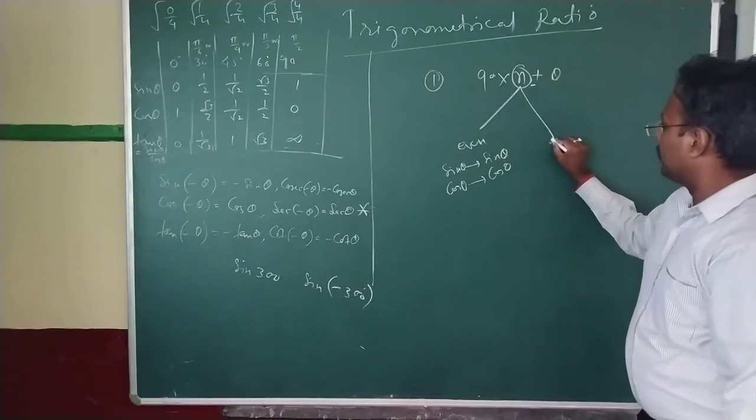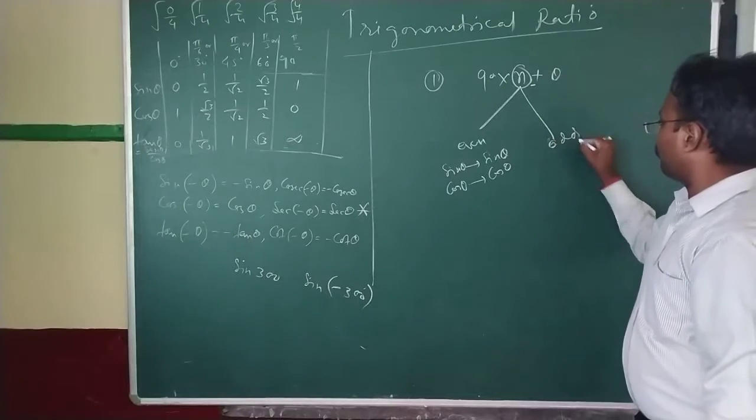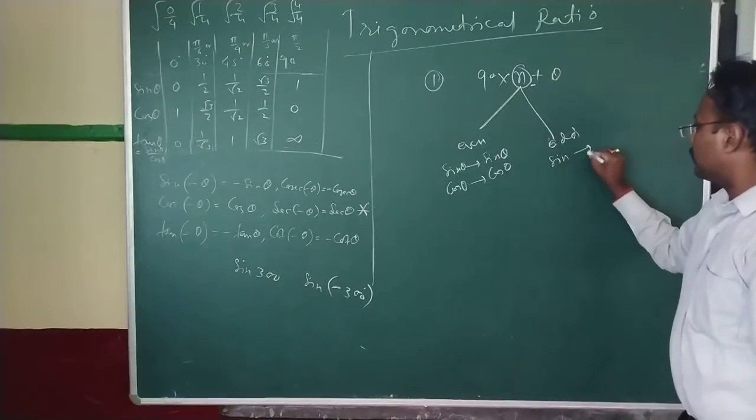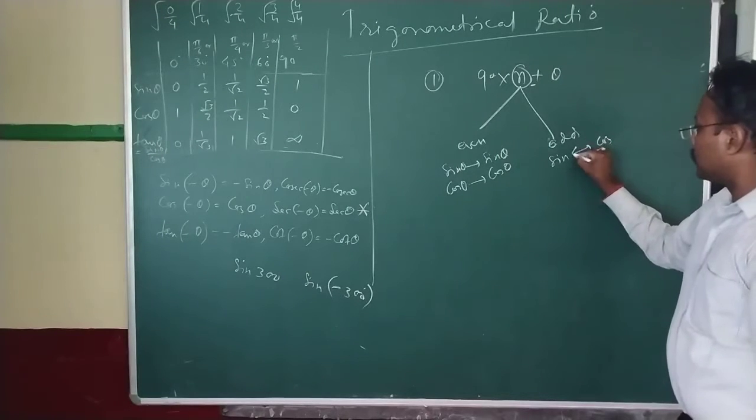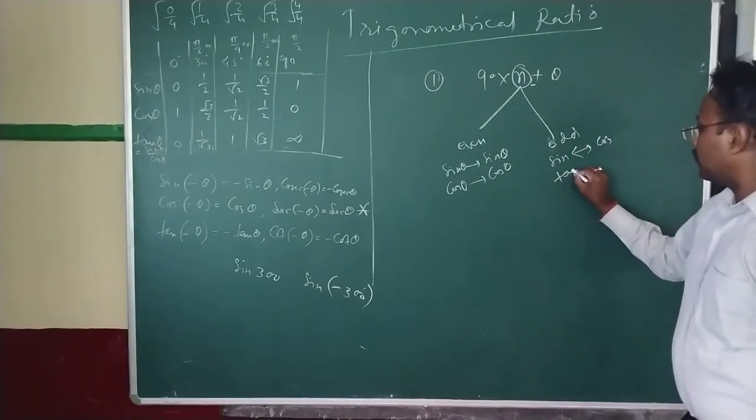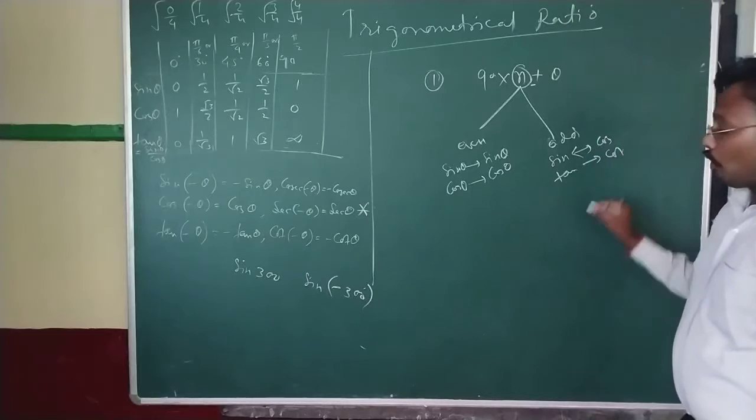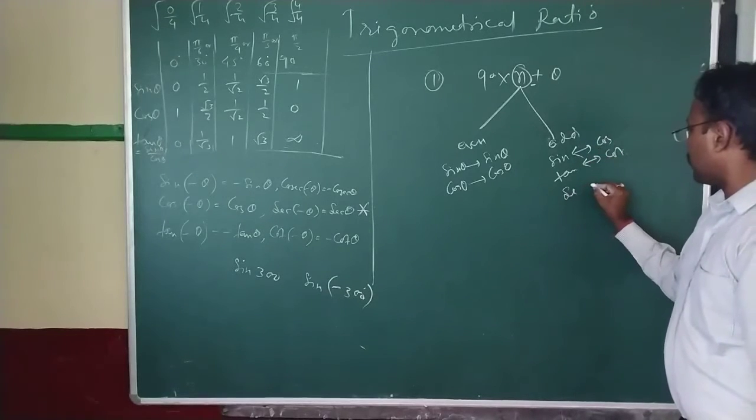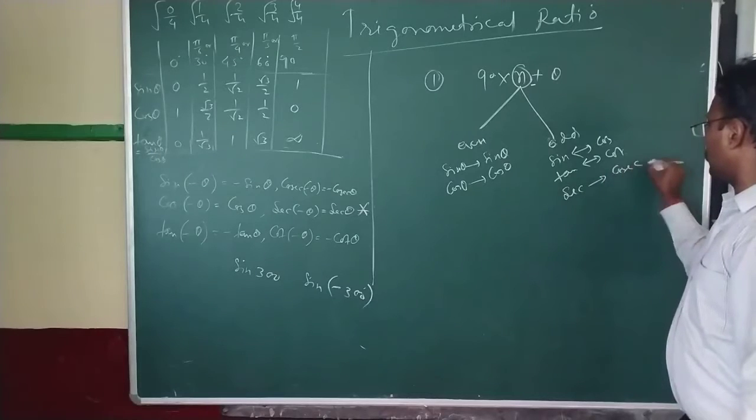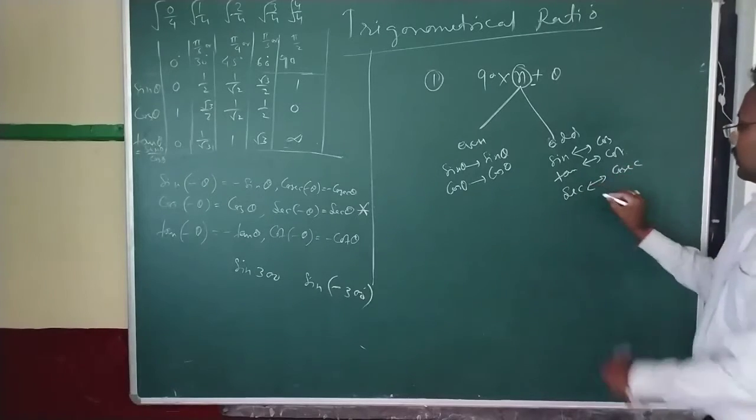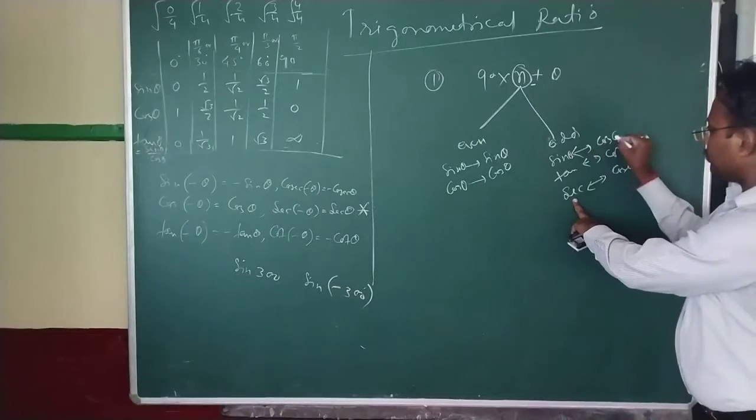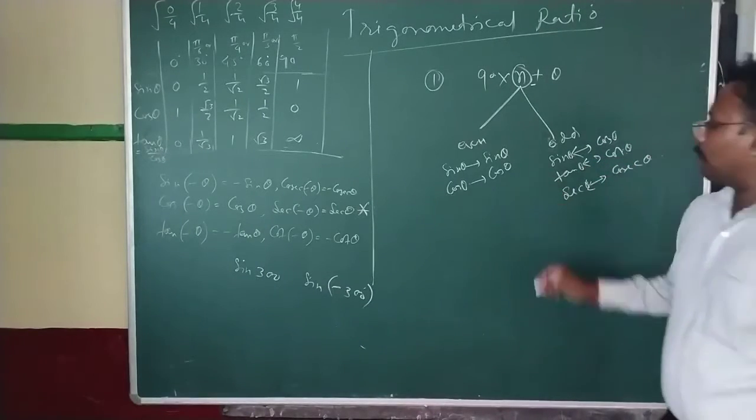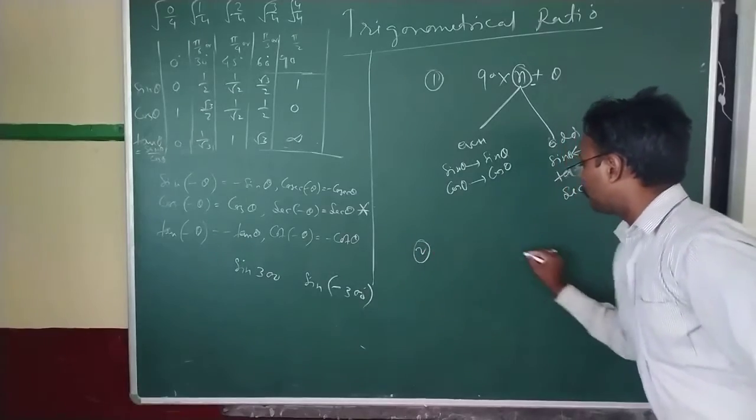Now if n is odd, then you need to change the trigonometric ratio. That means sine changes into cos, cos changes into sine, tan changes into cot, cot changes into tan, sec changes into cosec, cosec theta changes into sec theta. Right? Next step is very important.